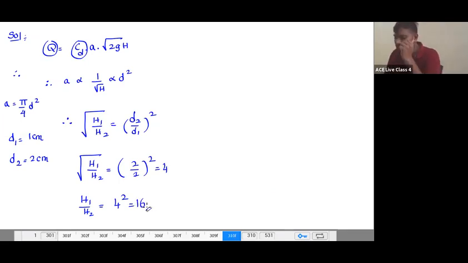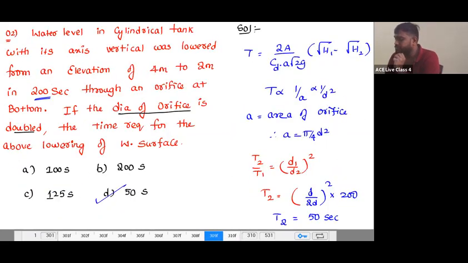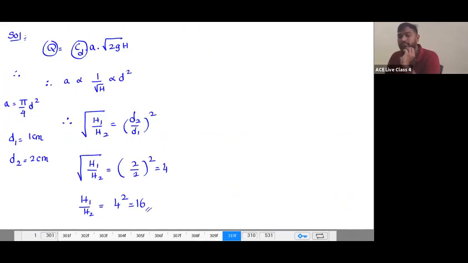See, you know that Q value, and from there I am writing all these things down. So H1 by H2 is equals to 16. That's it. I hope you understood this. If you have understood this one now, fine. And I'll give you one more question that I'll be attaching as a question.